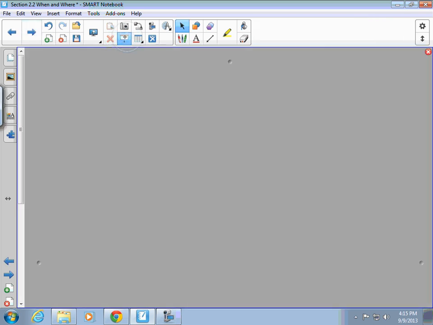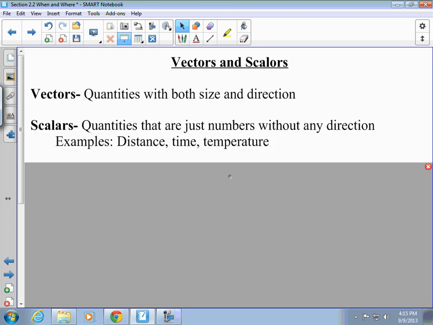Now, when we talk about vectors, we have vectors and we have scalars. As I mentioned earlier, we're going to be dealing with just two dimensions, because it's easy to work everything in two dimensions. When we start getting to chapters 4 and 5, we're going to start throwing in three dimensions, and you're going to have to start figuring out angles. So we're building from vectors and scalars.